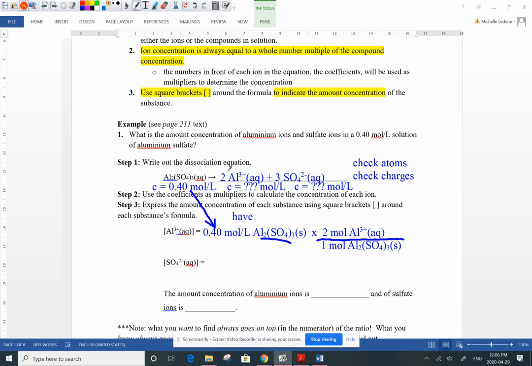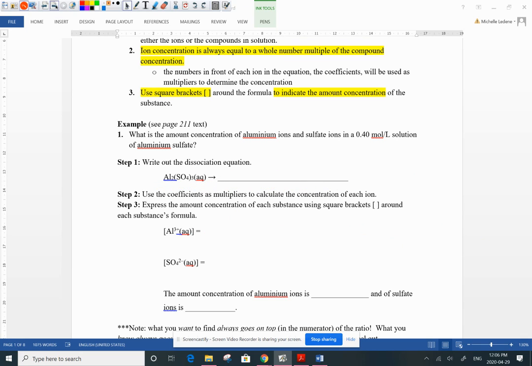And then it's basically a mole ratio. How much of the aluminum? Well, there's 2 moles of aluminum for every 1 of the aluminum sulfate. So that's how we do it. It's a 2-to-1 mole ratio. Then we're just going to cancel out anything that we can. So sulfates cancel, moles cancel. What do we get? 0.80 moles per liter of the aluminum ion. So it's very similar to stoichiometry, just doing a mole ratio. We've got 2 of these in our equation to 1 of those, just based on the coefficients.